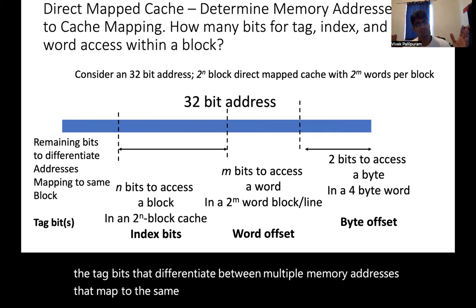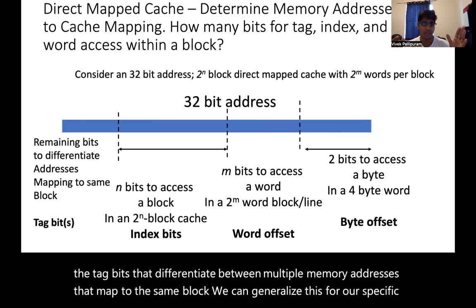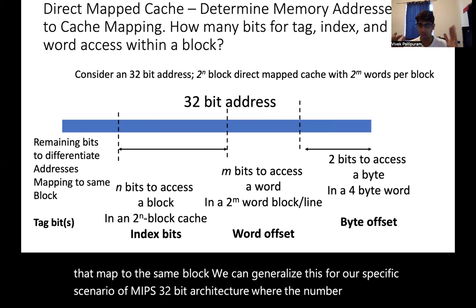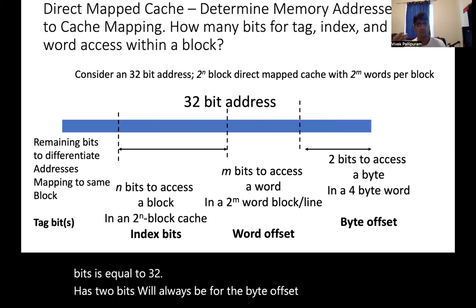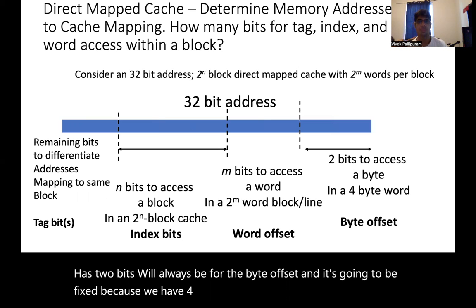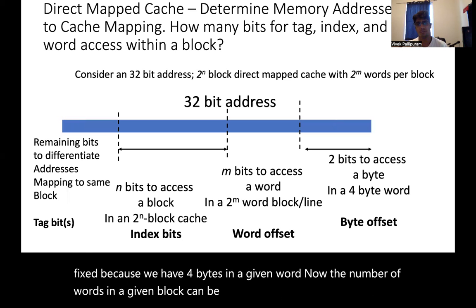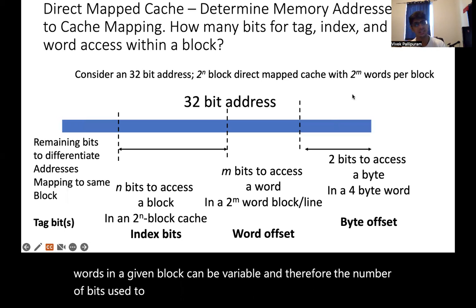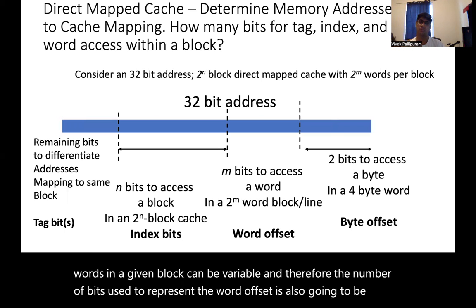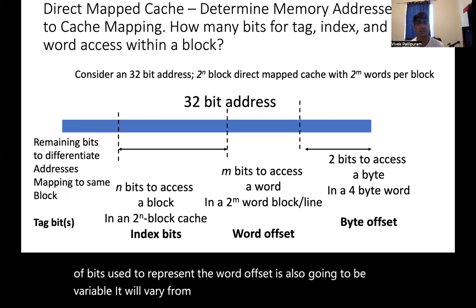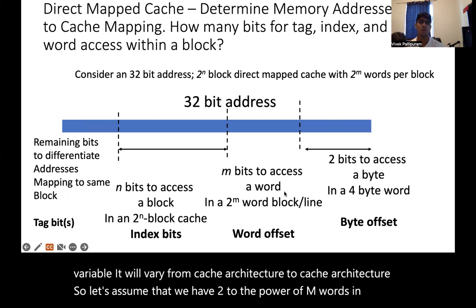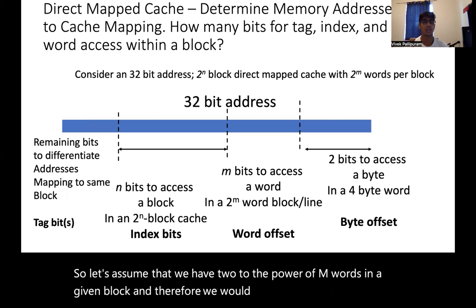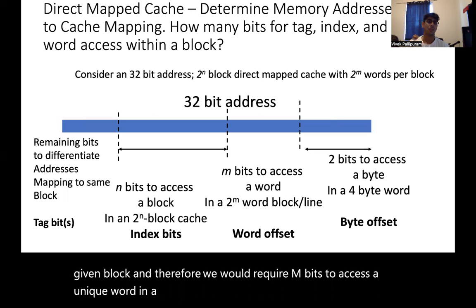We can generalize this for our specific scenario of MIPS 32-bit architecture, where the number of address bits is equal to 32. The last 2 bits will always be for the byte offset, and it's going to be fixed because we have 4 bytes in a given word. Now, the number of words in a given block can be variable, and therefore the number of bits used to represent the word offset is also going to be variable. It will vary from cache architecture to cache architecture. So let's assume that we have 2 to the power of m words in a given block, and therefore we would require m bits to access a unique word in a given block.